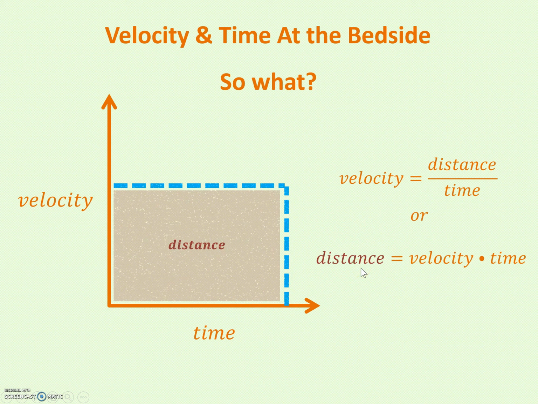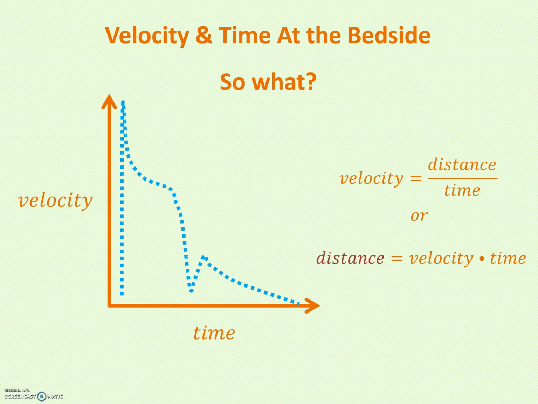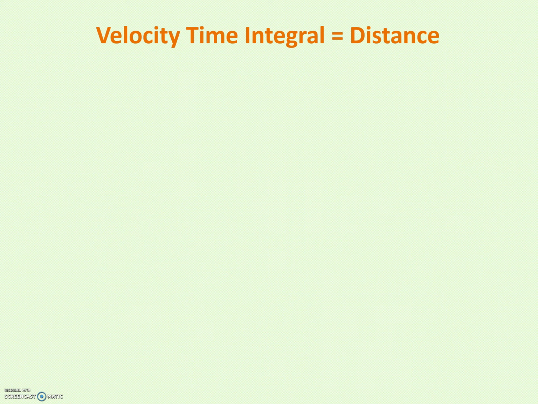this object has traveled. So you can do that with a rectangle, and you can do it with more oddly shaped velocity time profiles as well, like a Doppler pulse. And so if you took one point in time here and you took the area and then you did it again and again and again, and you sum them all up, well, you've done an integral. You've determined the area under the curve, and you've determined the distance that this blood has traveled. So the velocity time integral is the distance.